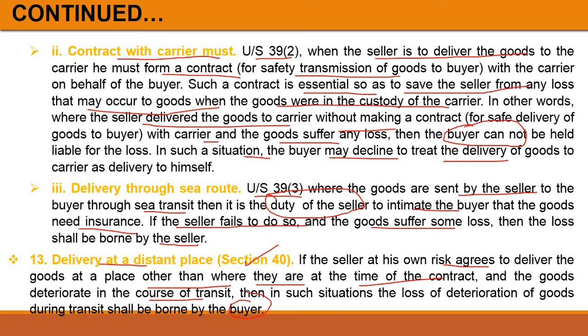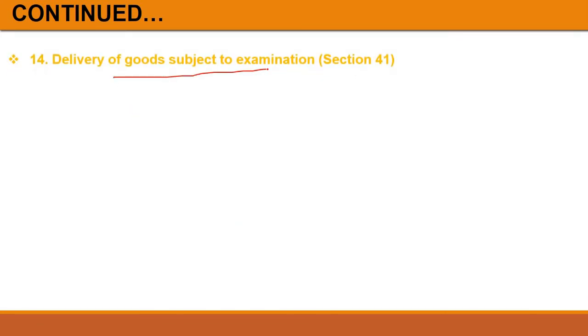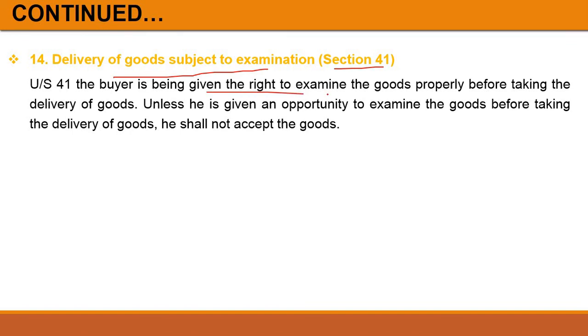When the goods are to be delivered at a distant place and the buyer is agreeing upon it, it means the buyer will have to take the loss of that also. Next is delivery of the goods subject to examination. There are some goods which the buyer wants to examine. That comes under section 41 of the Sale of Goods Act. It says that the buyer has a right to examine the goods before taking the delivery. Unless he is given the opportunity to examine the goods, he will not accept them. So when the buyer has already told that he will be examining the goods and the seller is not giving him the right to examine them, the buyer can reject the goods.